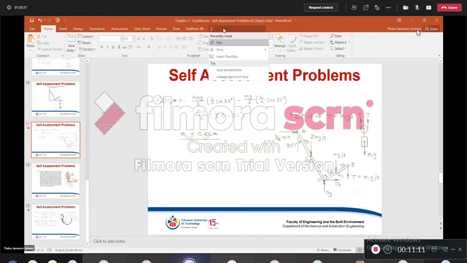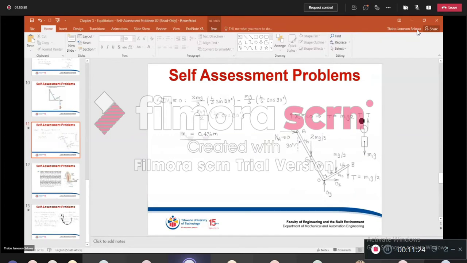Let me just use this pen. Here, it's 2T. So what they've done, they've taken this 2 to the other side. That's why it's MG1/2. Then that MG1/2 is the one that is being used there.